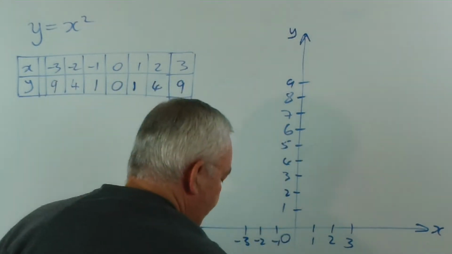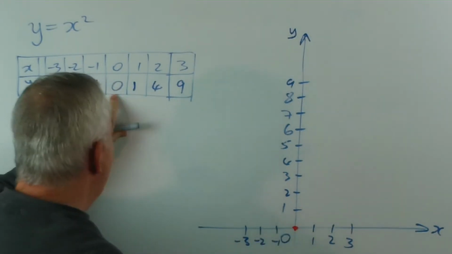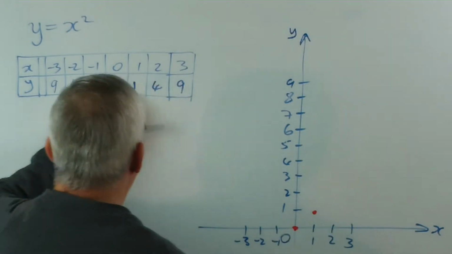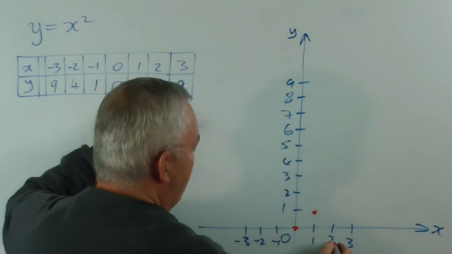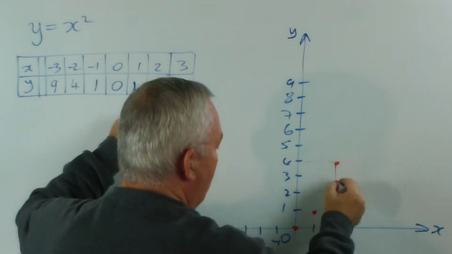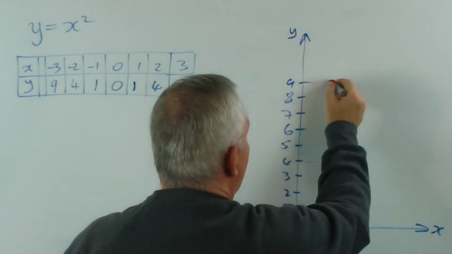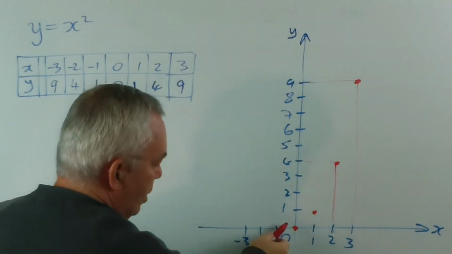Now, 0, 0 is here. The point 1, 1 is here. So when x is worth 1, y is worth 1. When x is worth 2, y is worth 4. And when x is worth 3, y is worth 9. You can see we get a curve.